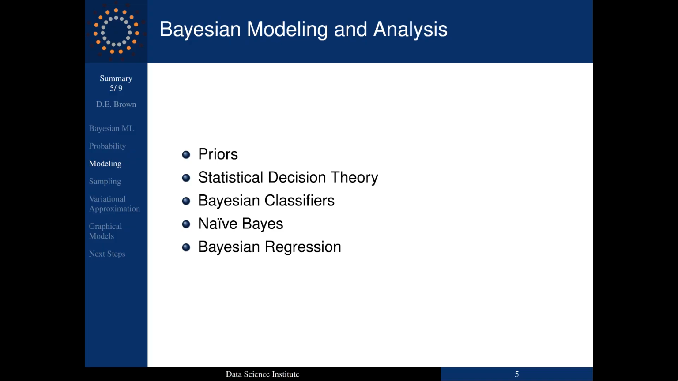Finally, in our Bayesian modeling and analysis module, we looked at Bayesian regression. And optimal Bayesian regression turns out to be ridge regression and lasso regression, depending upon the loss function that we use. So these derive naturally from a Bayesian formulation.